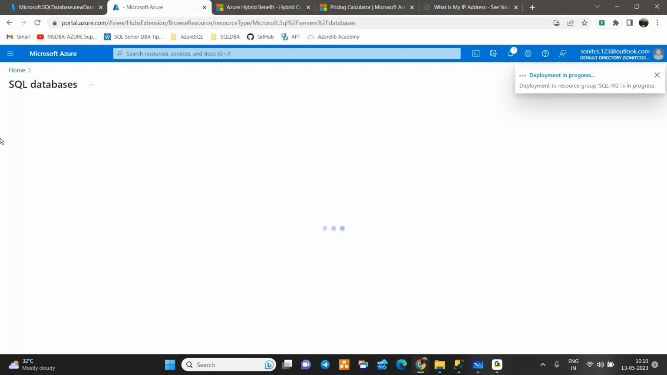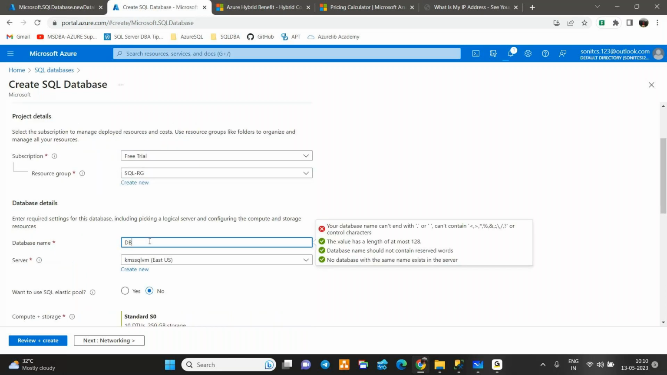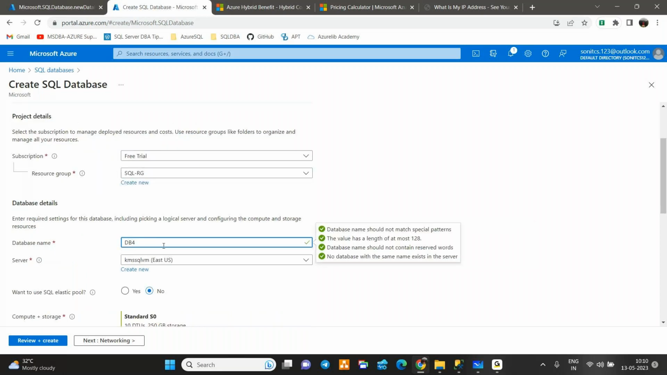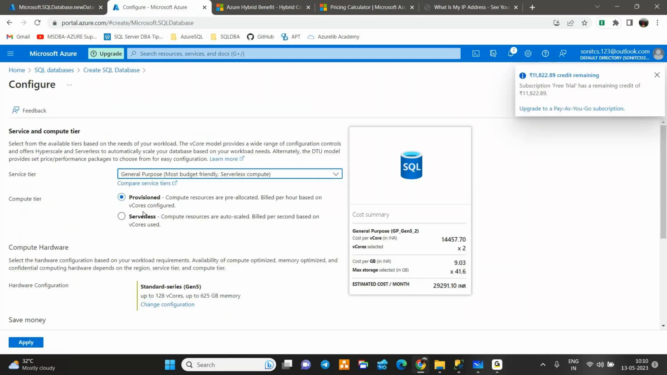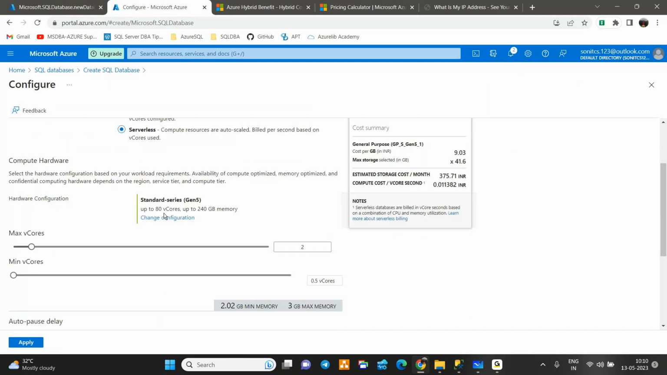If you go for serverless deployment under general purpose, you can get only a maximum of up to 80 cores, and your memory can be a maximum of up to 240 GB of RAM. You will get that when you go for serverless.